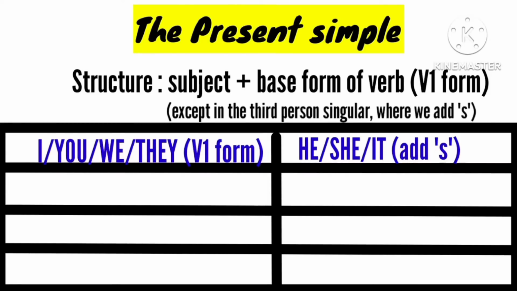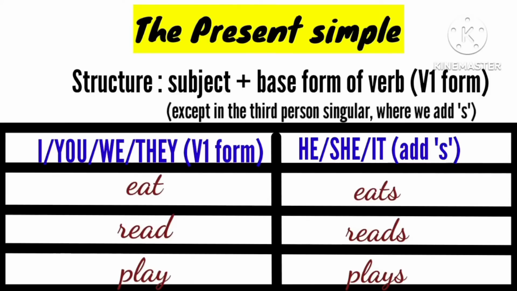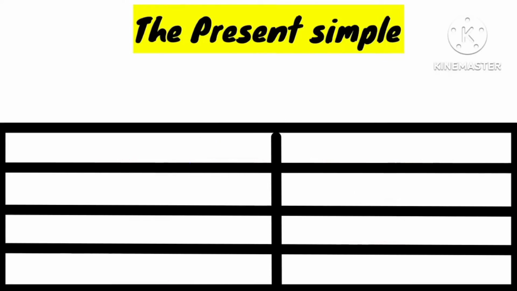For I, you, we and they, we use V1 form. For he, she and it, we add s to the verb. Okay? For example, I eat, you eat, we eat, they eat. He eats, she eats, it eats. I read, you read, we read, they read. He reads, she reads, it reads. In the same way, I play, you play, we play, they play. But he plays, she plays, and it plays.